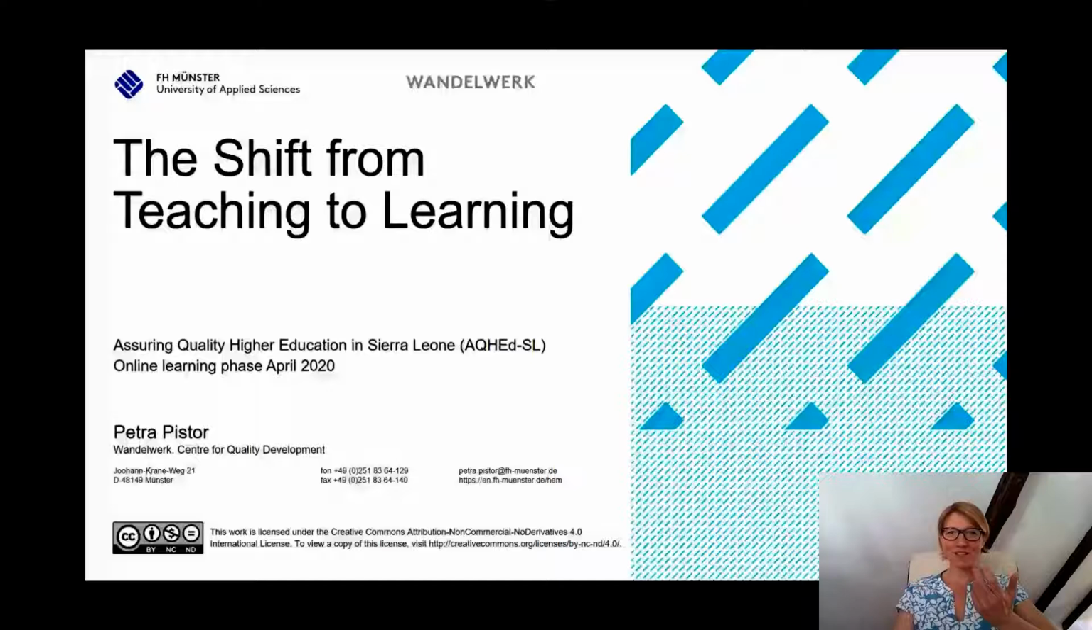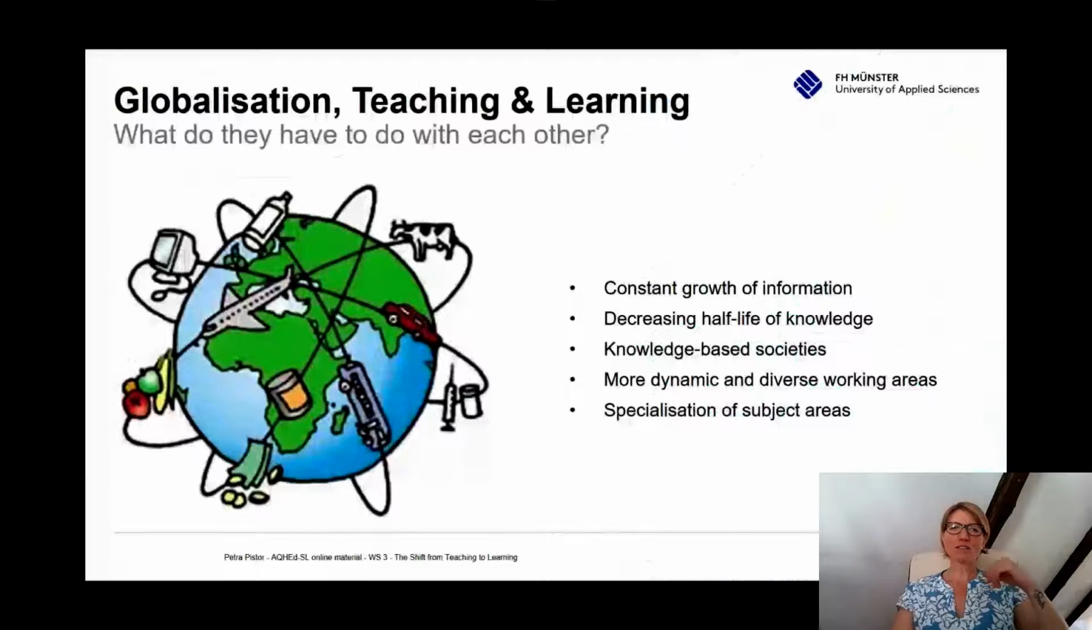But what does globalization have to do with teaching and learning? In the globalized world, like the one we are living in today, societies are facing some challenges. On the one hand, we can observe a constant growth of information in our modern world because new knowledge is produced every second. And this information, additionally, is available much faster and to much more people through the internet. On the other hand, we see that this new knowledge becomes outdated faster. Research results that are groundbreaking discoveries today might be old hat tomorrow.